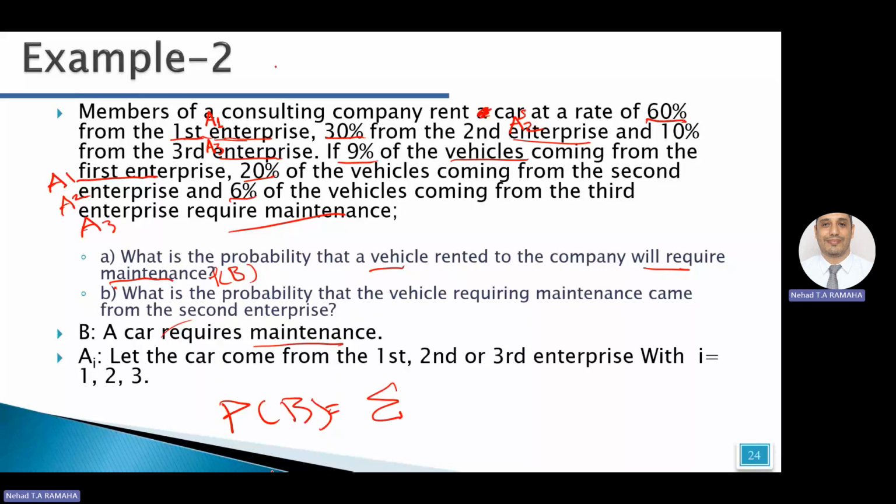By the way, you can answer it using common sense. What's the probability of the car needing maintenance? It's the percent of cars needing maintenance from the first company multiplied by the percent of cars coming from the first company, plus the probability of the broken car coming from the second company multiplied by the probability of the second company, plus the probability of the car needing maintenance.